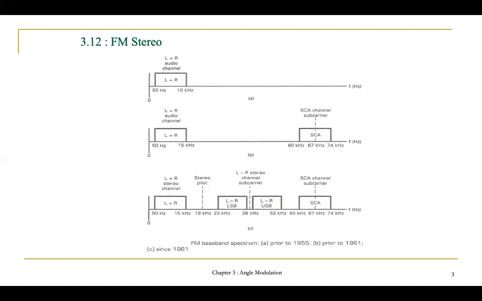So if you look here, instead of having one single channel, now it has two channels, which are the left plus right stereo channel and also the left plus inverted right stereo channel subcarrier. And then it still has the SCA channel subcarrier, which is used to broadcast music to private subscribers. So basically the FM stereo started since 1961.